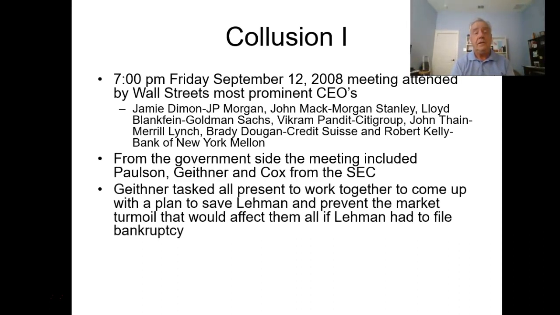So Geithner tasked all the individuals in the room to come up with a plan to save Lehman Brothers. Lehman Brothers had gotten itself in too deep in these credit default swaps, which, as we discussed earlier, were tranches or derivatives, created with mortgages underneath them, and the value of the tranche of the derivative was based on how the mortgages performed.